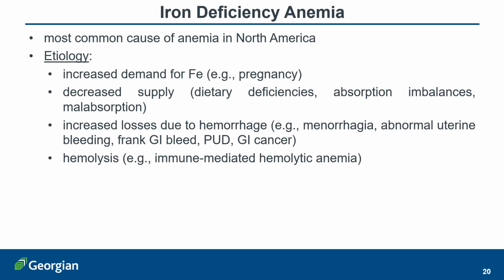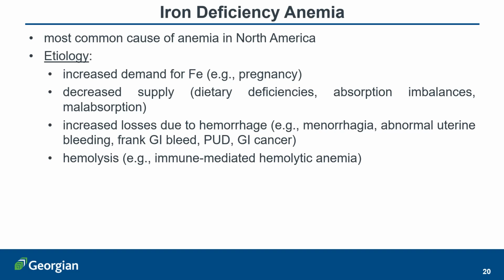However, usually the most common cause of iron deficiency anemia is when there is a decreased supply of iron. These days, it's really hard to get sufficient iron content in the diet because of an awful North American diet. So typically, iron deficiency anemia develops because of dietary deficiencies, or less commonly absorption imbalances or malabsorption syndromes. But if you don't have a diet that is rich in fruits and vegetables, it's going to be really hard to get sufficient amounts of iron.